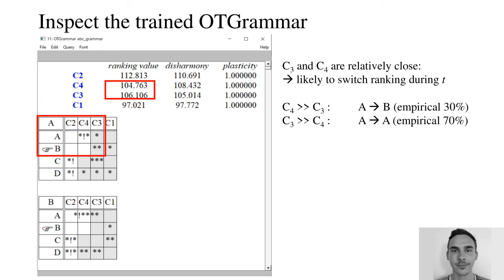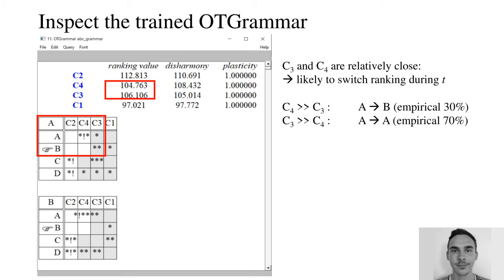In consequence, the ranking that produces A as the optimal candidate is C3 dominating C4. Given that we observe both outputs in the empirical dataset, these constraints and their respective functions should be relatively close to each other on the continuous ranking scale. And given that A is the more frequent output form, C3 should generally have a higher ranking value than C4. This can be seen above in the ranking value column, where C3 has a ranking value of 106 and C4 has a ranking value of 104.